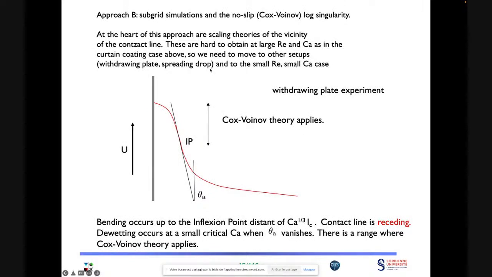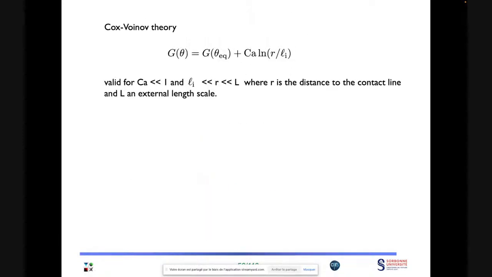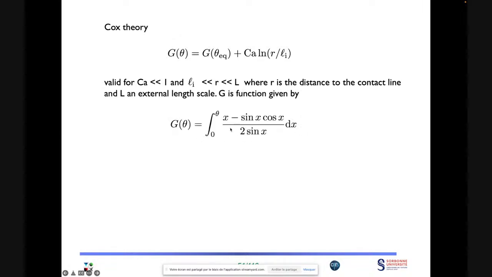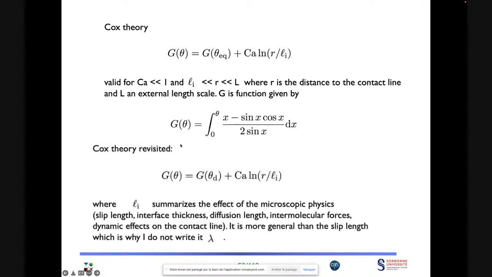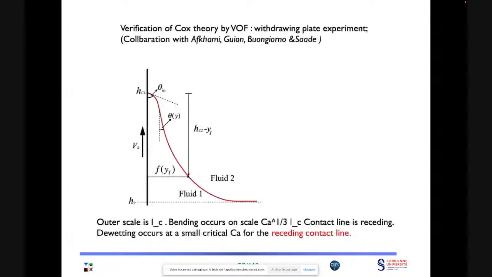Well, we do this with withdrawing plate experiments, and in that case, Cox and Voinov had predicted a law of this kind with G, this complicated function G. And I suggest to revisit that theory by, instead of having the equilibrium angle here, having here an arbitrary dynamical angle, which occurs at the small length scale. And Li is not necessarily the slip length, but some summary of the effects of the microscopic physics. And then we consider that, and we do the withdrawing plate simulations.